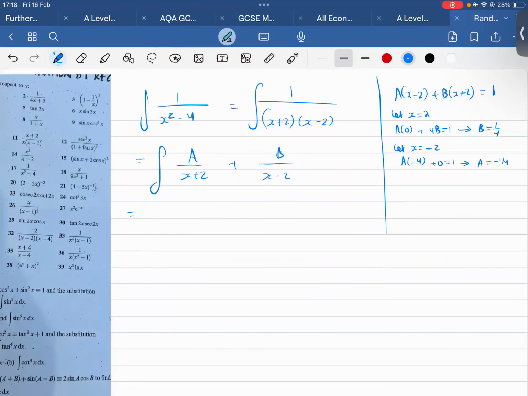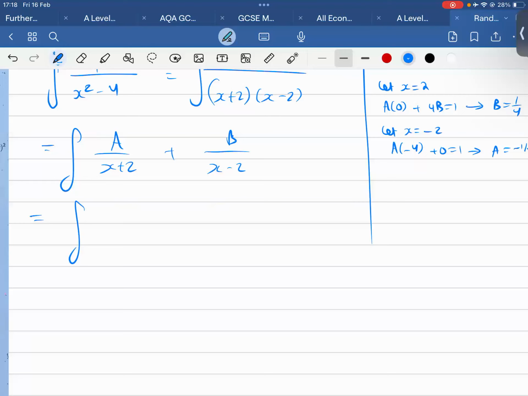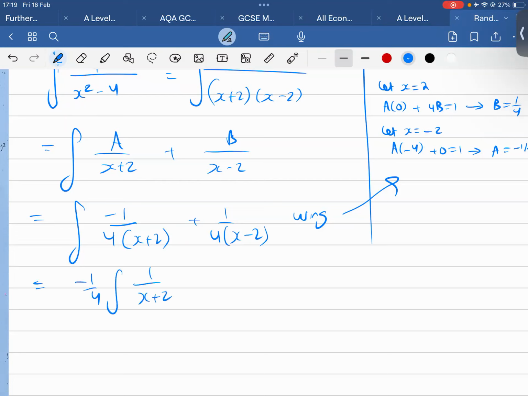So which equals minus 1 over 4(x plus 2) plus 1 over 4(x minus 2). So an easier way than expanding is to remove the constant before the integration sign. See how easy that is. You don't have to integrate the constant, take it outside. So it's minus a quarter ln of x plus 2 plus a quarter ln of x minus 2.